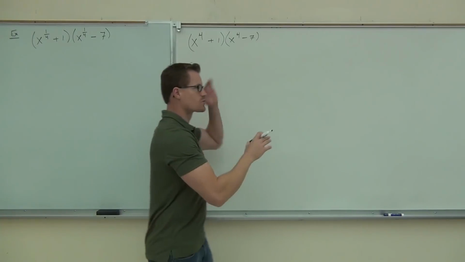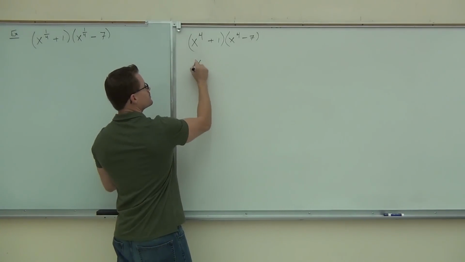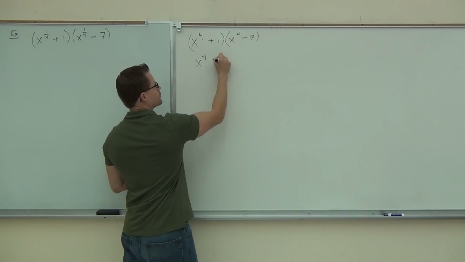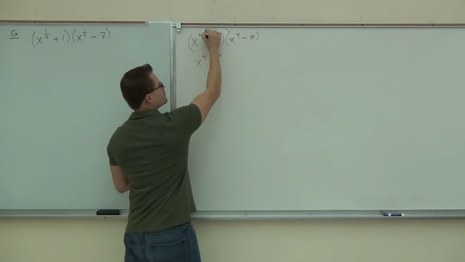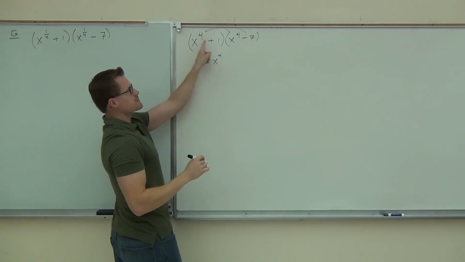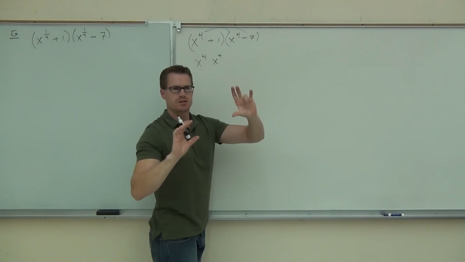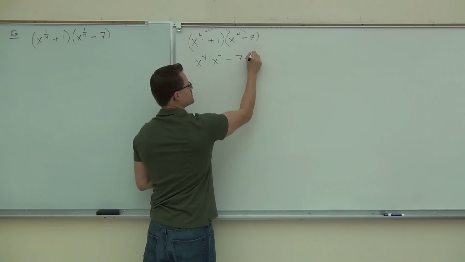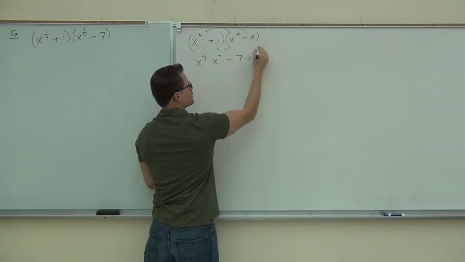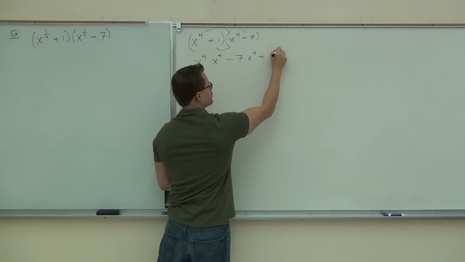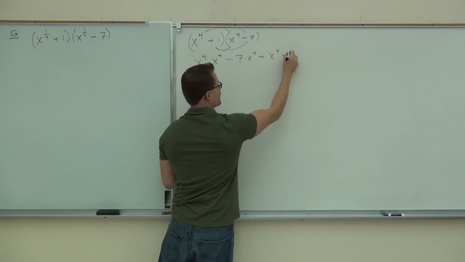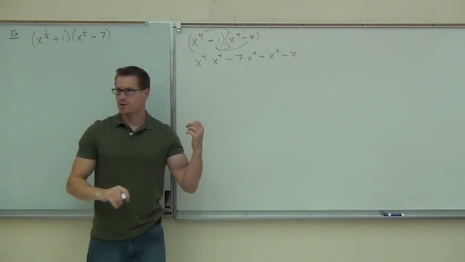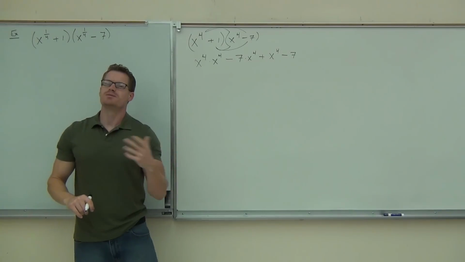So instead of doing this directly from our head, we're going to go, okay, I know I'm doing x to the 4th times x to the 4th. That's here. I know we have a positive times a negative, because you could write this as plus a negative, minus 7 times x to the 4th, plus 1 x to the 4th, and lastly we'll have our minus 7. You still okay on that one? Then we do the math.